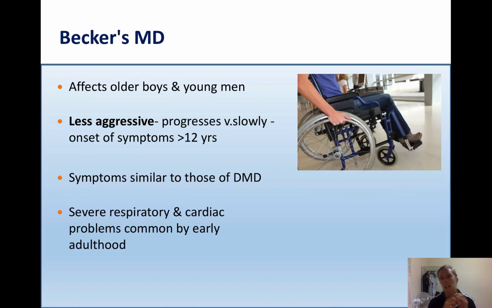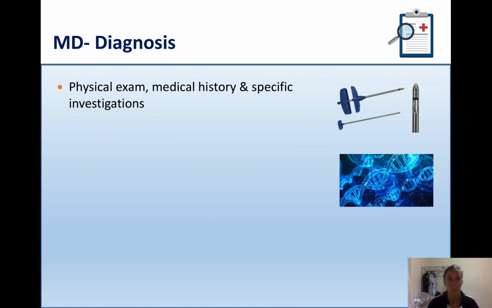So Becker's, as we said, is a little bit later, so it's affecting older boys, younger men, less aggressive, so it can progress very slowly. We might see an onset of symptoms post 12 years of age. Symptoms are similar to those of Duchenne's. From what I understand, there's much less cognitive and mental impairment. But we can see severe respiratory and cardiac problems being common by early adulthood. Okay, so still extremely high disability and impact on the individual.